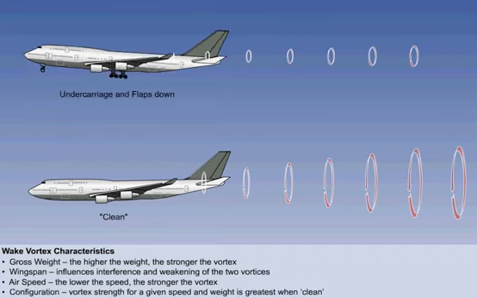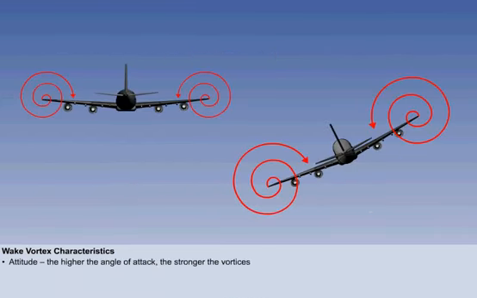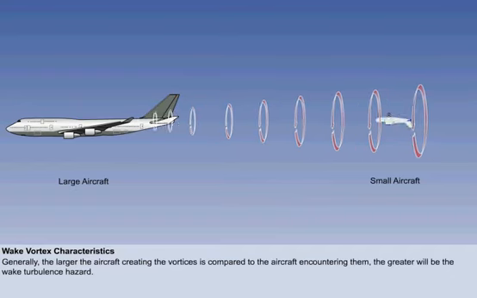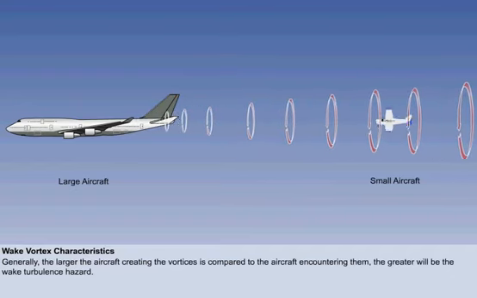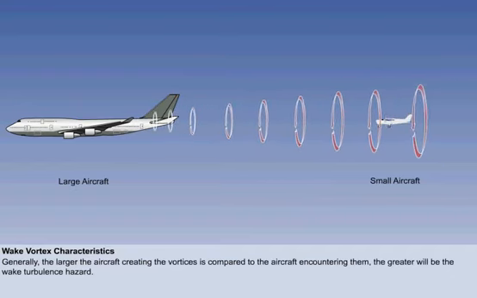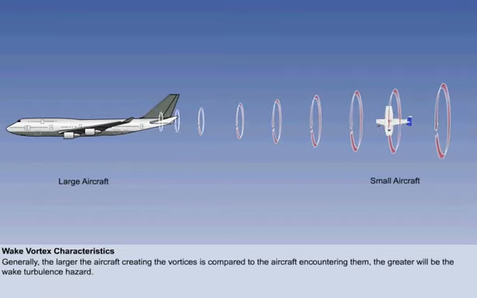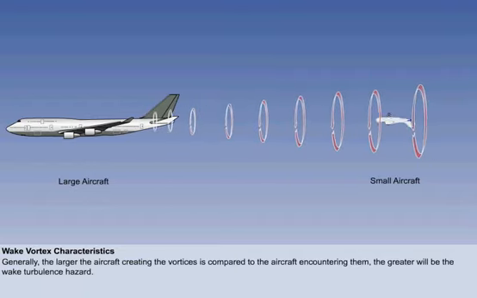At any given speed or weight, the lowering of gear and flaps will decrease vortex strength. Changes in pitch attitude, which are often associated with changes in speed, will also affect vortex strength, which increases with the angle of attack. Generally, the larger the aircraft creating the vortices is, compared to the aircraft encountering them, the greater will be the wake turbulence hazard.